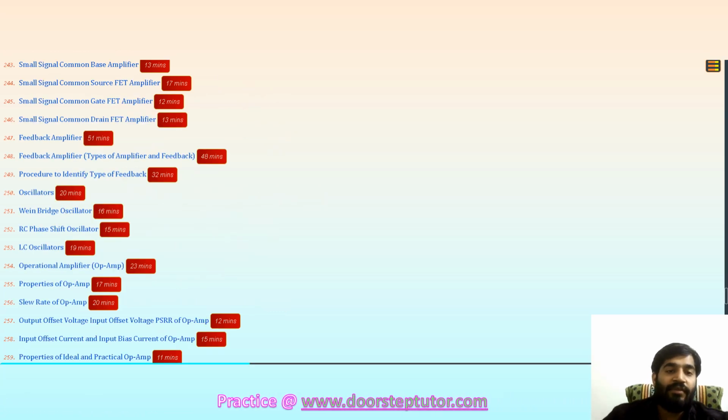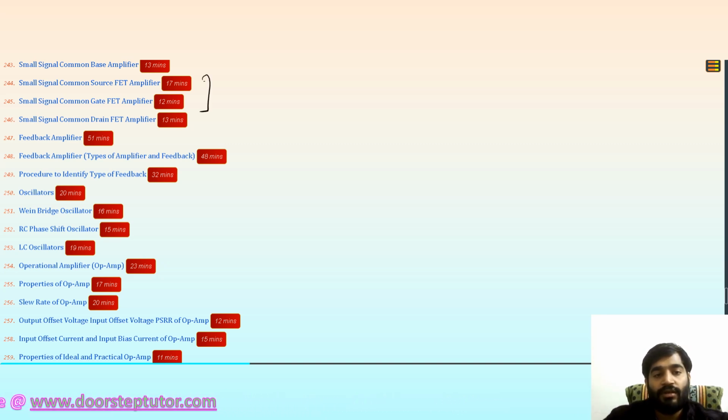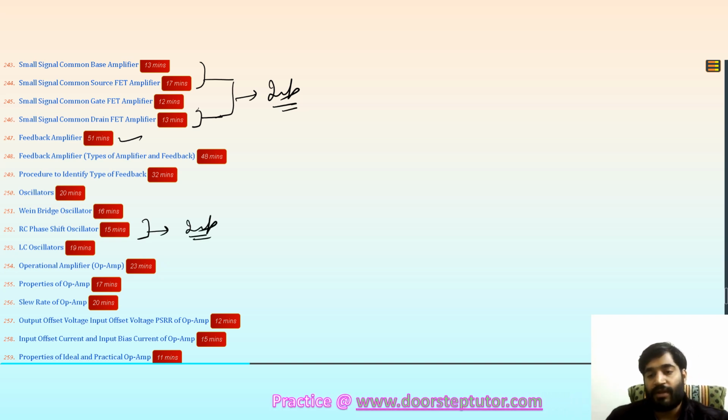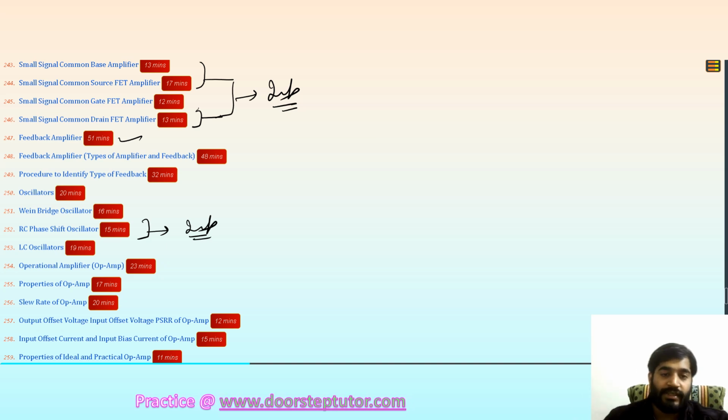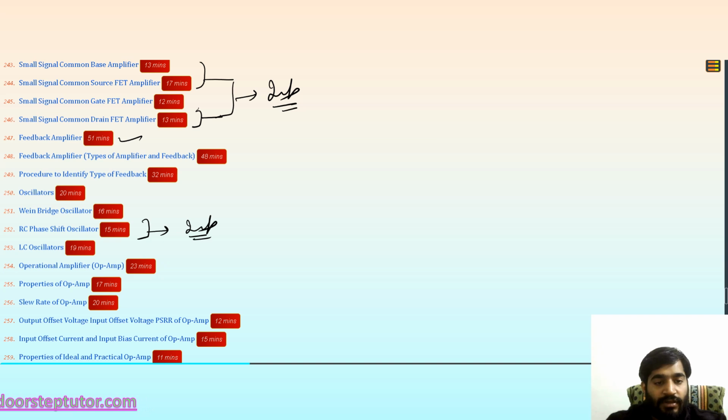Now FET amplifiers. Okay, especially when we talk about the drain and source, this is asked in the exam. So FET is asked in the exam. Feedback amplifier is also important. Then your RC oscillator, this is important, because from this the problem becomes either complicated, or if you know this you can easily solve this and get the 5 marks. So the problems related to RC oscillator are important.